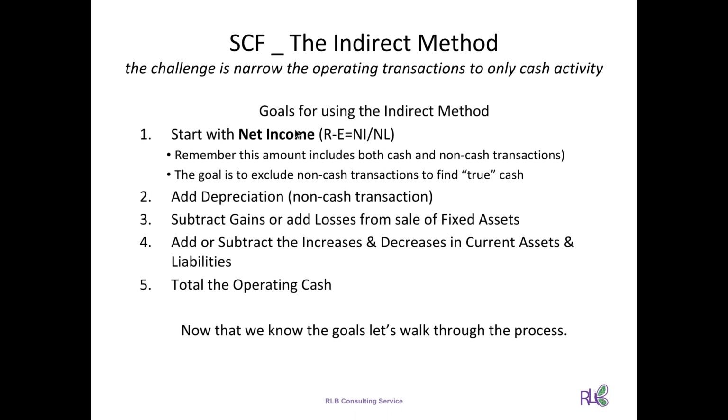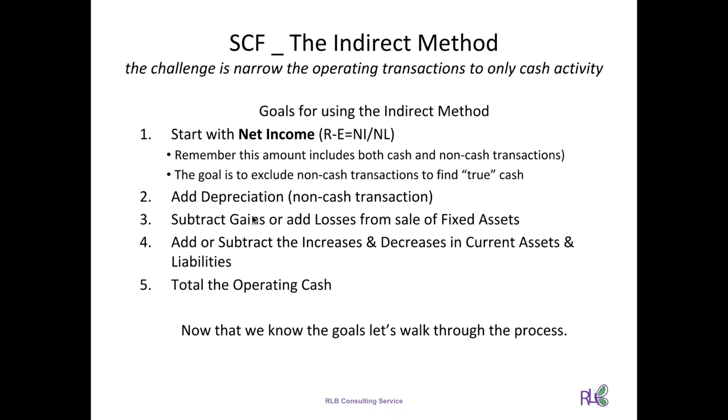Remember, net income includes both cash and non-cash transactions, as we've been talking about. The goal is to exclude anything that was not cash related. We only want what was real cash, what's true cash. So after net income, we'll go to depreciation. If you remember the transaction for depreciation, that's a debit to depreciation expense and a credit to accumulated depreciation. Therefore, it is a non-cash transaction. Since it was a depreciation expense and we subtract expenses from revenues, we need to add it back.